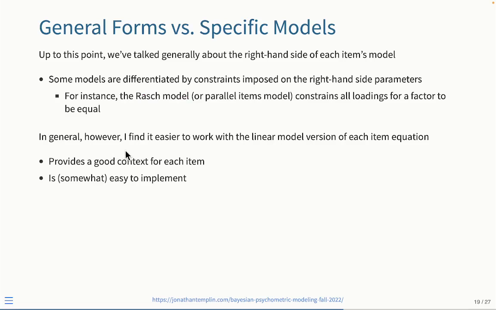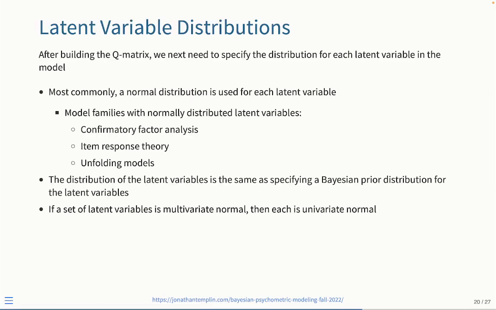So that linear model version of each item equation I prefer because it not only is somewhat easy to implement, it's very straightforward regardless of the name of the model that you choose. It also provides a good context for each item. We can interpret it similar to the linear models that we've seen, but beyond that, it is more specific for each item than a label that may or may not apply, because there are different types of parameterizations for some of the labels that we will see in psychometric models.